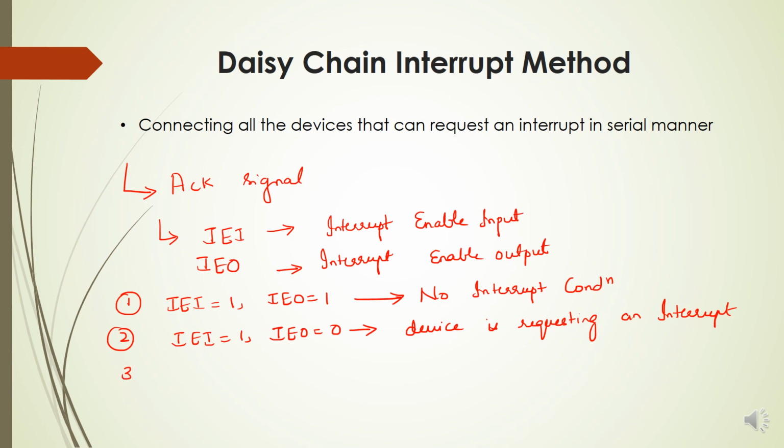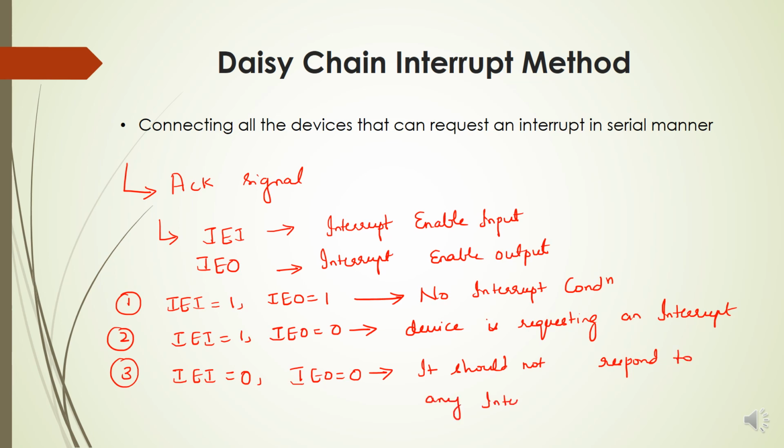We have one more condition to analyze, that is IEI is equal to 0 and IEO, obviously, will be 0. It says that the device should not respond to any interrupt signals, any interrupt acknowledge signal. Let's see one example of the daisy chain interrupt method based on these conditions.